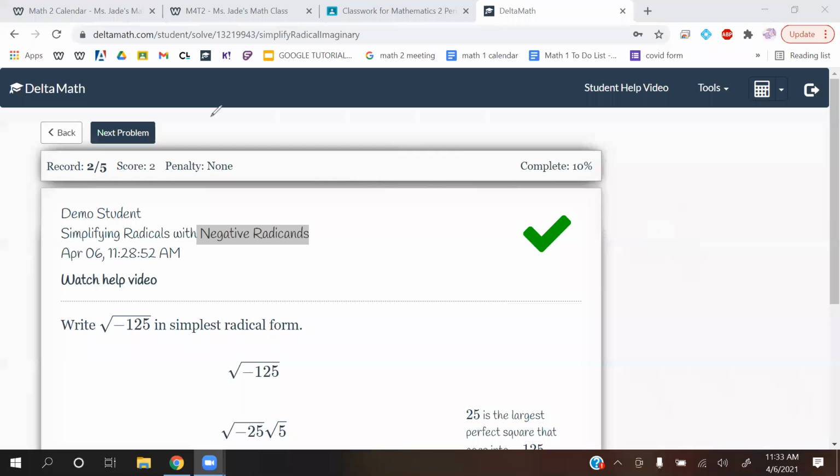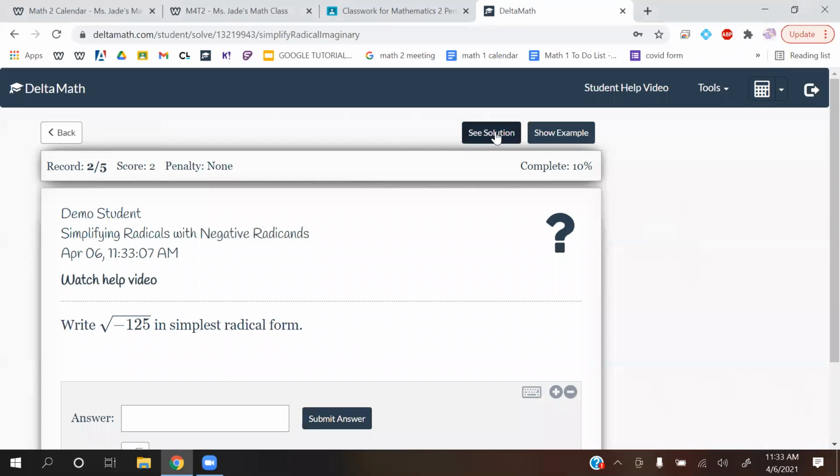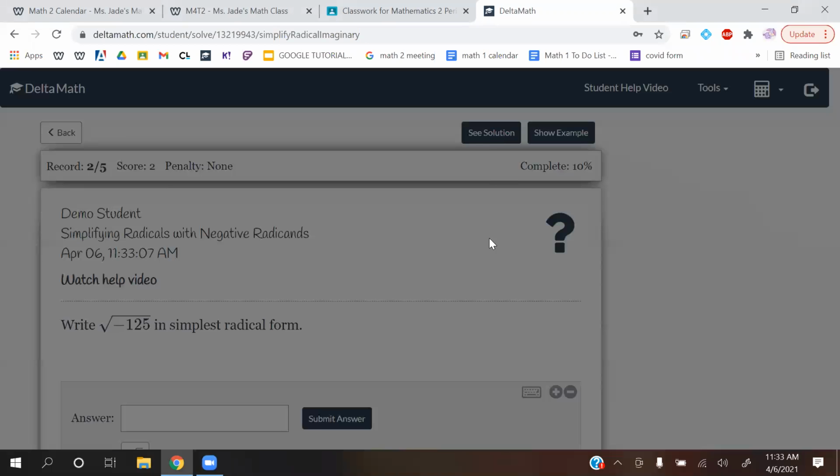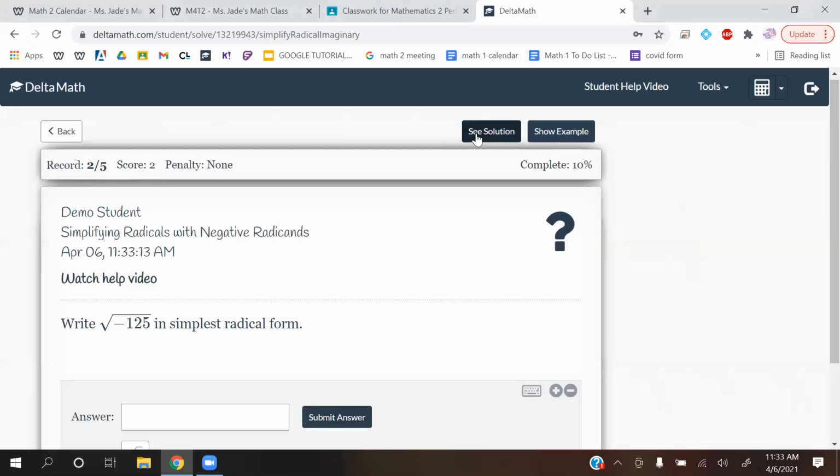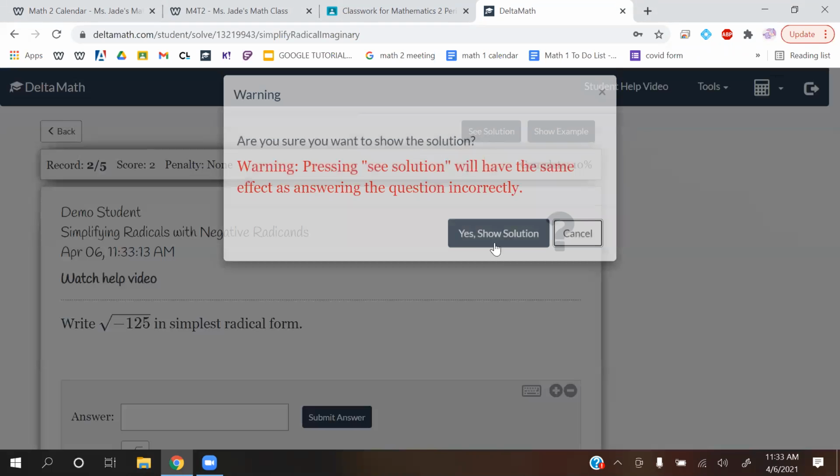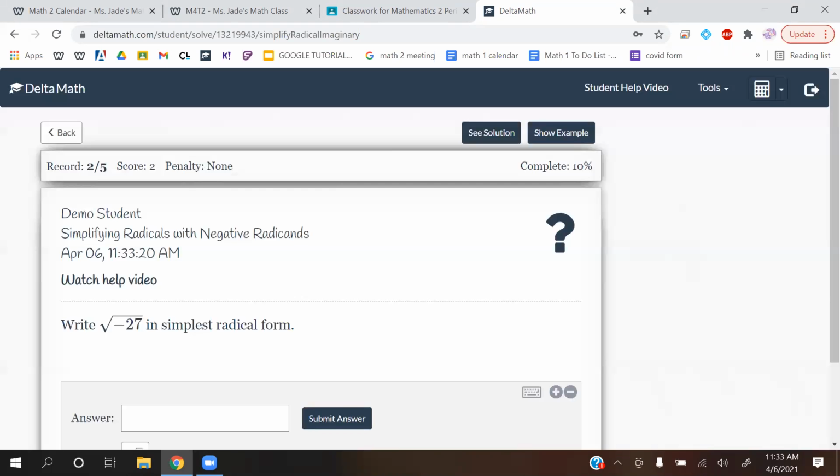All right, let's do one more problem next. And then, well, that's the exact same problem. Thanks a lot, Delta Math. Another, that's the exact same problem again. Okay, there we go. I don't know why it gave me the same problem 3 times in a row, but that was weird. Okay, let's annotate.